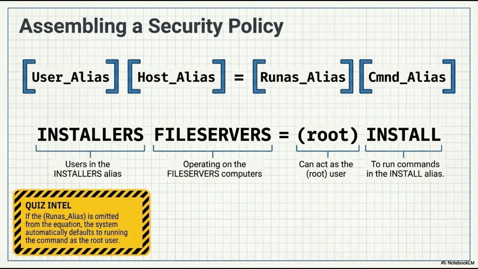This is where it all snaps together. The syntax engine requires a very strict order of operations. User alias space host alias equals sign, then the Runas alias in parentheses, followed by a space, and the command alias. Very strict. Time to test your syntax translation skills. Listeners, look at the policy line displayed on the slide. INSTALLERS FILESERVERS = (root) INSTALL.